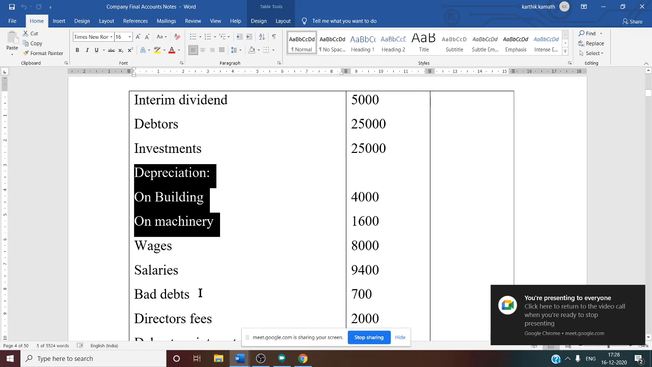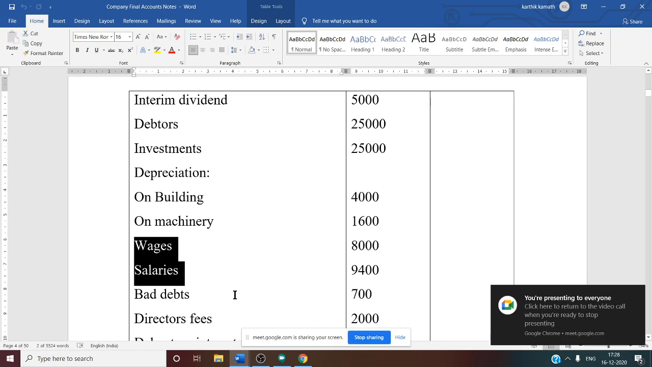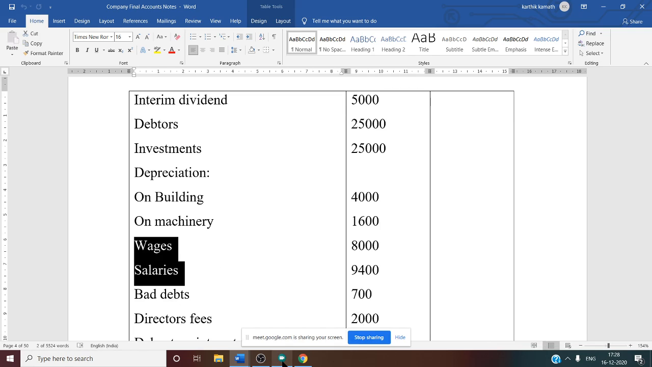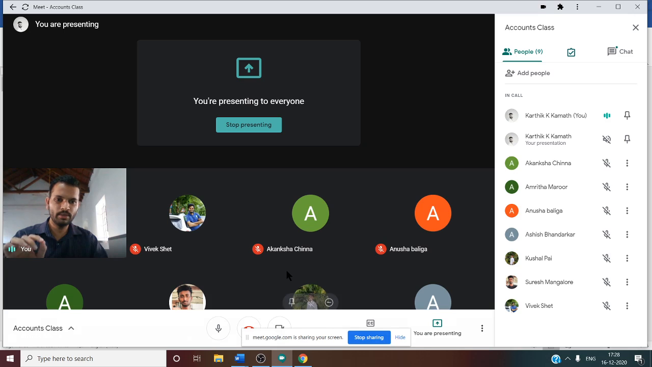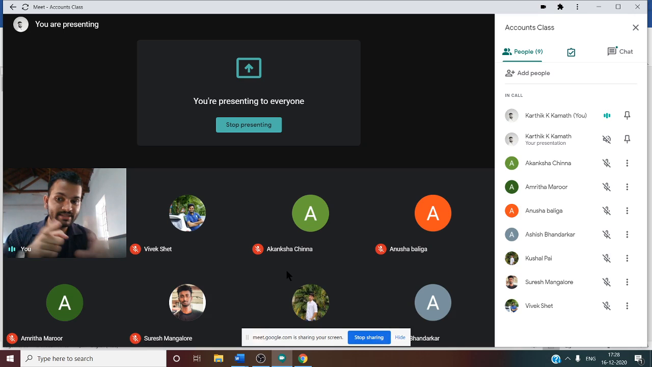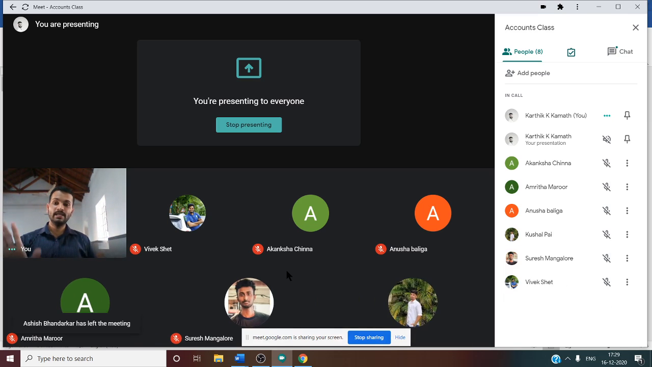Then these two things, can you tell me wages and salaries where it will come? Can you tell me now, anyone? Wages and salary, whether it will come in balance sheet or it will come in profit and loss account. If it comes in profit and loss account, under which working note? Yes, tell me now. This one we have discussed. Wages, salary. Given to whom?